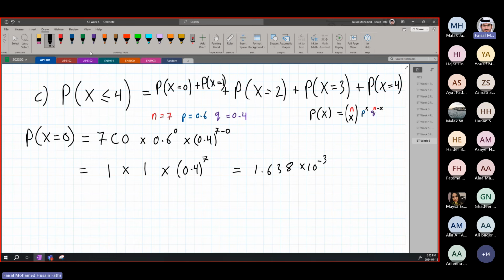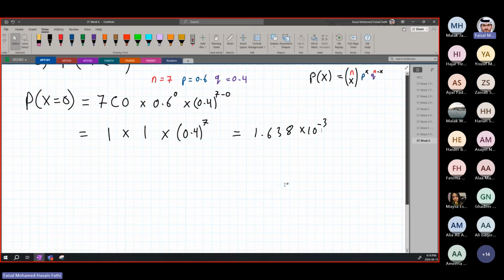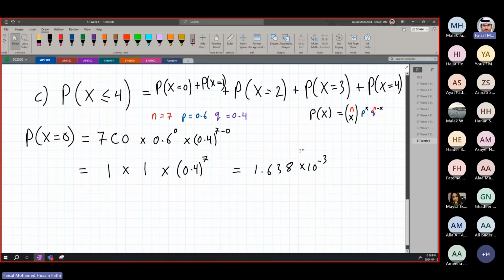That means you are moving your decimal point three times, and you're going to put zeros here. So it's equal to 0.001638. That's what this means, so don't get confused by that too much. Just keep it the way it is, 1.638 times 10 to the minus 3. Basically, it means it's a very small probability. That's it, so we finished for X equals 0.